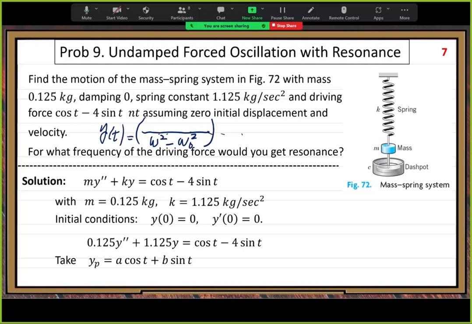So I haven't completed this. Let's leave the second half to complete when I do the problem solving session. Then I will complete this resonance part. All right, that's it.